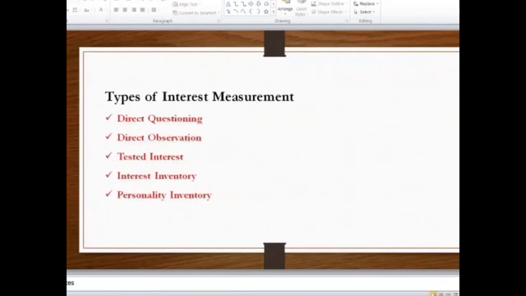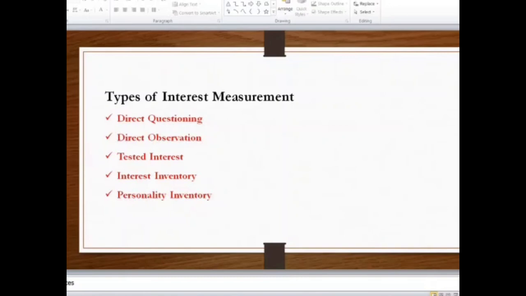And there are so many types of interest measurement. That is direct questioning, direct observation, tested interest, interest inventory and personality inventory. Now we shall see them one by one. Direct questioning means it presents a question like, do you like to play cricket? They will answer yes or no. Direct observation means the behavior of the individual is observed and it is found out in which activity the individual is more interested.